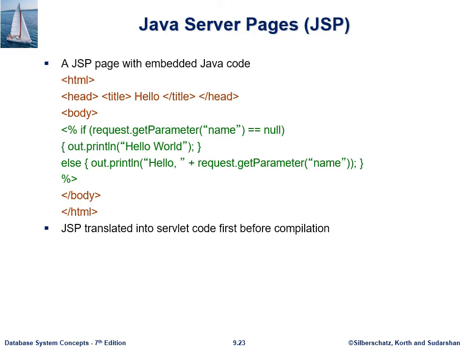You can find here we have two branches. In fact, we use the angle bracket and the percent sign to define the beginning and the ending of the JSP code.